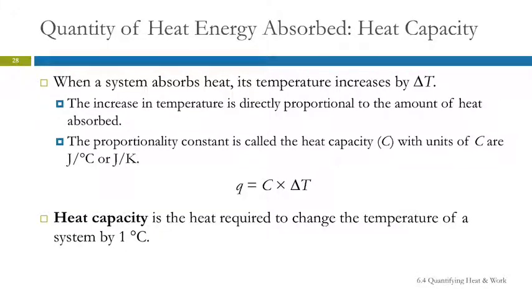So a system absorbs heat, its temperature is going to go up. And so that change in temperature we call delta T. The increase in temperature will be directly proportional to how much heat is absorbed. If twice as much heat is absorbed, the temperature will go up twice as much. So that proportionality constant, because the increase in temperature is directly proportional to the amount of heat, is called the heat capacity, capital C.